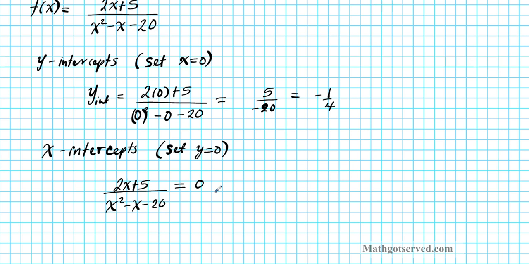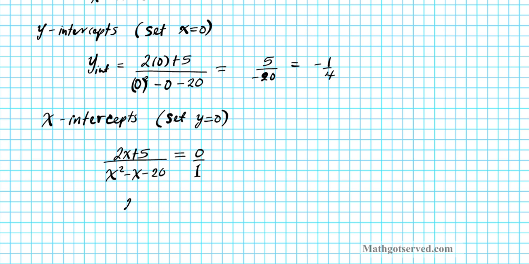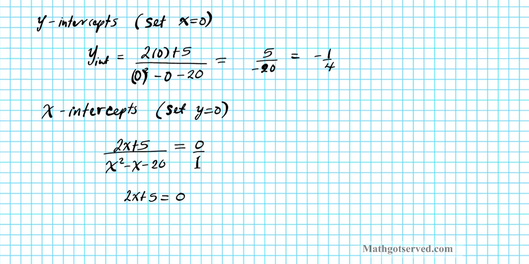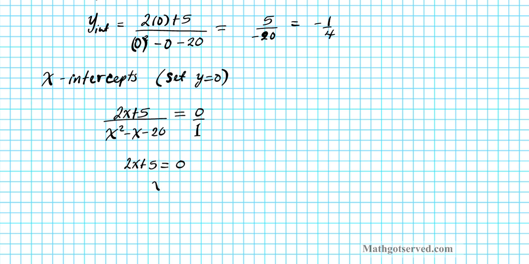All right? So we can express these as a ratio. So put this over 1. Cross multiply. If you cross multiply, you'll have 2x plus 5 is equal to 0. And then if you subtract 5 and divide by 2, you have x equals negative 5 over 2. So there goes your x-intercepts. Okay, so let's go ahead and write them down. We have our intercepts.